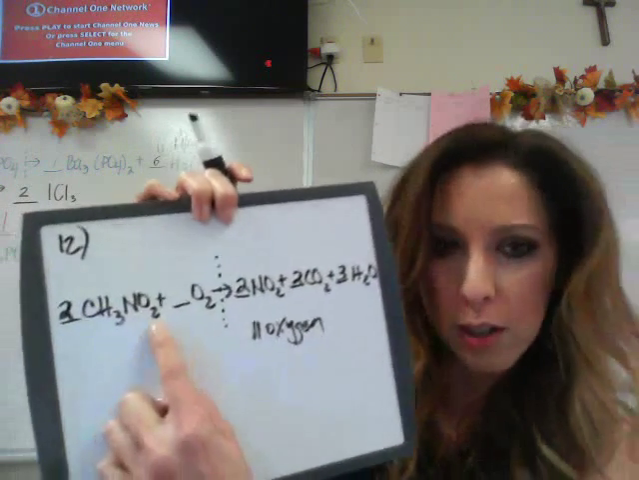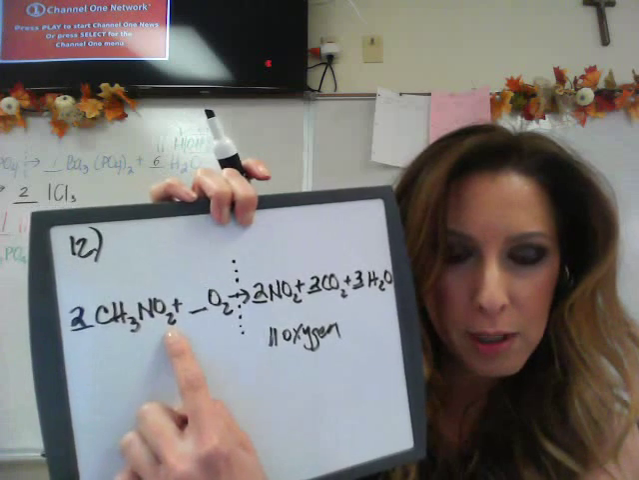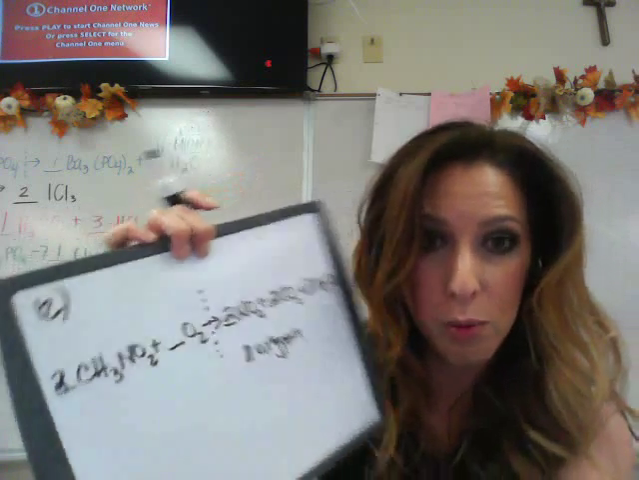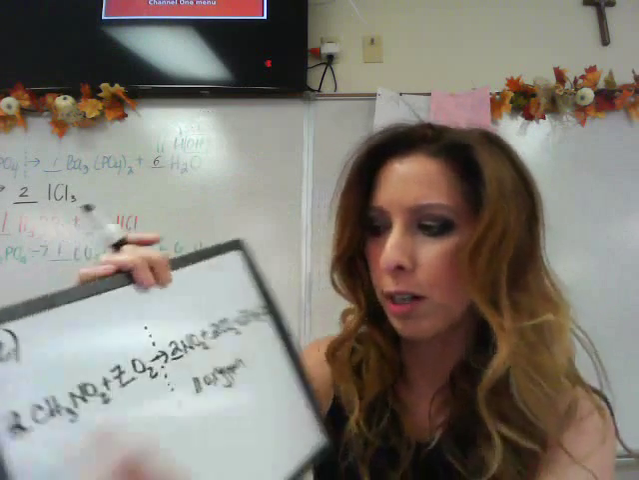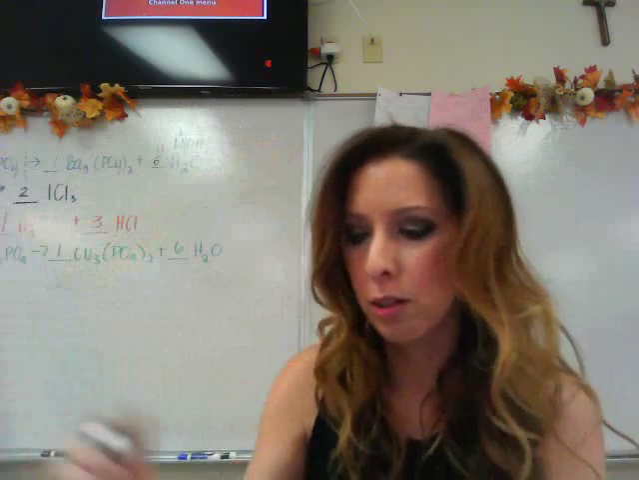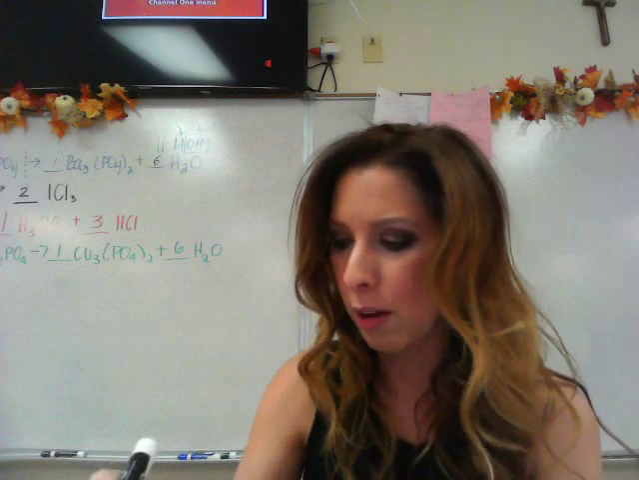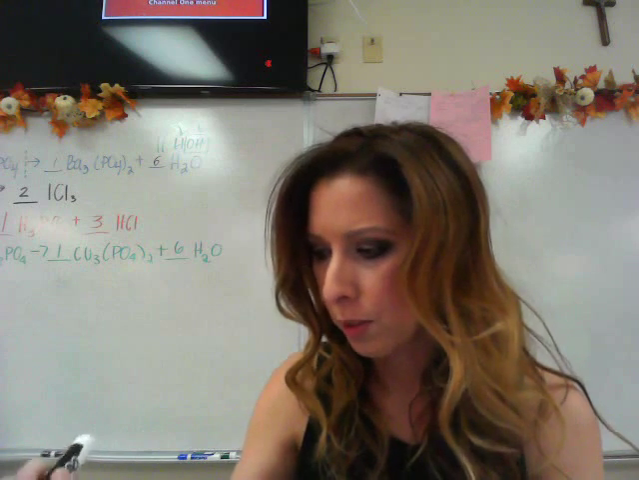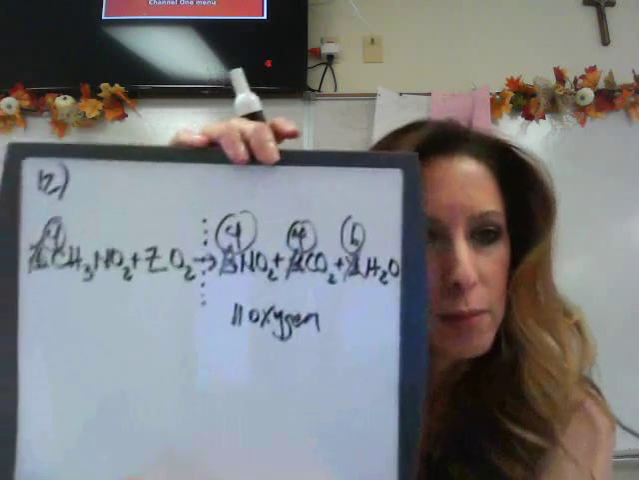I have 4 in the first compound. So 11 minus 4 gives me 7. I need 7 more. Put the odd number that you want in front of the O2, and you're going to double the rest of the coefficients, and you're going to be done. So it's going to be 4, 7, 4, 4, 6. And that's it.